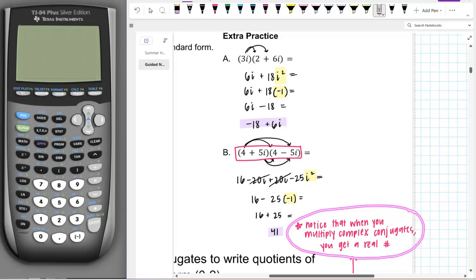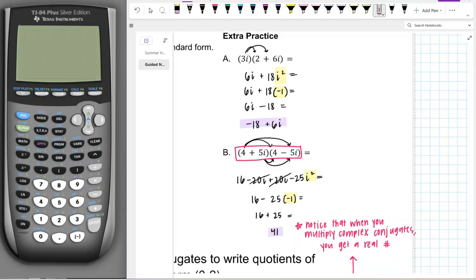That's going to be important, so write that down next to this problem, because that's going to be helpful in the next few problems when we're trying to get rid of an imaginary number. You have to multiply by its complex conjugate in order to get rid of it. So we'll talk about that more in the next part.